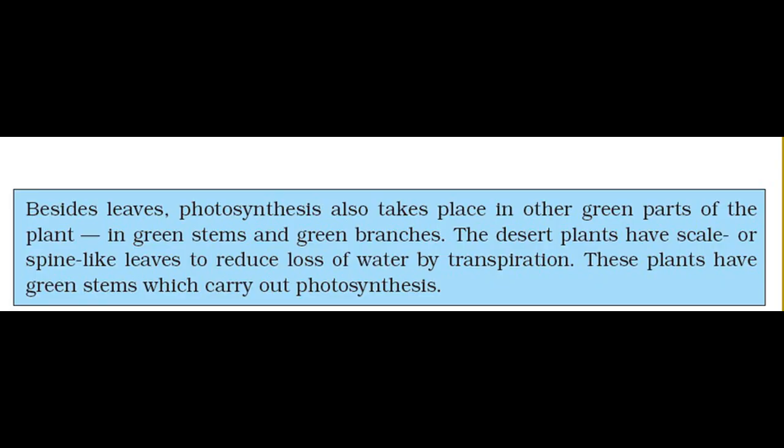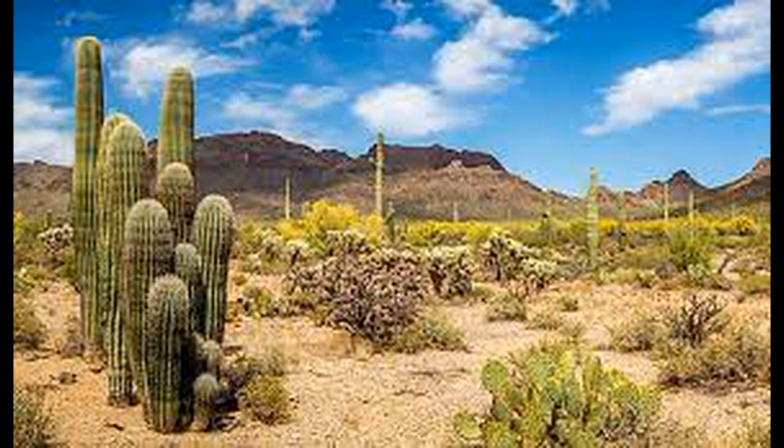Besides the leaves, photosynthesis also takes place in the green parts of the plants, like in green stems and green branches. Desert plants like cactus have scale or spine-like leaves to reduce loss of water by transpiration. These plants have green stems which carry out photosynthesis.